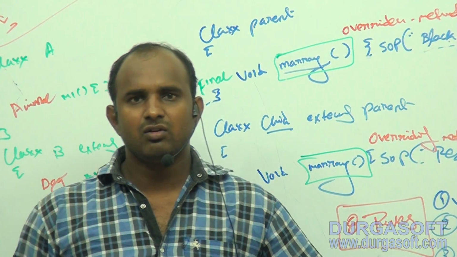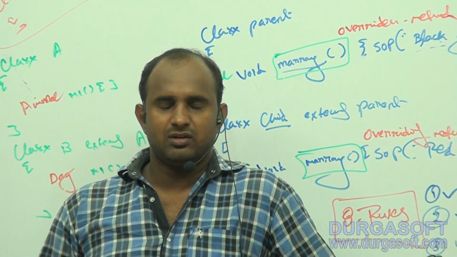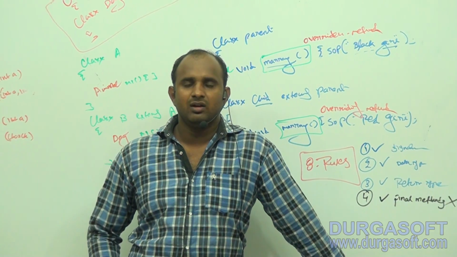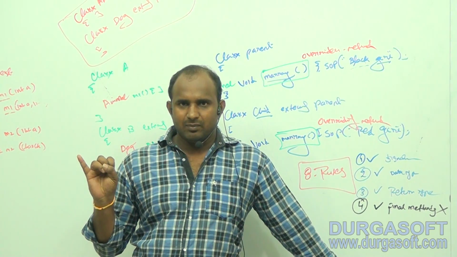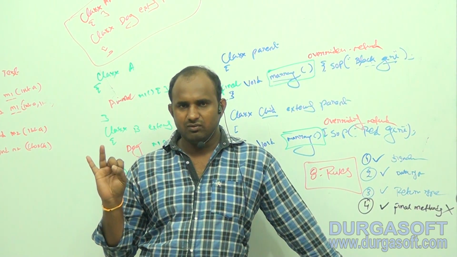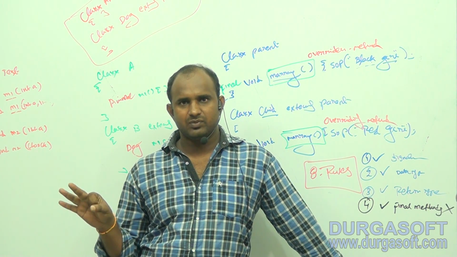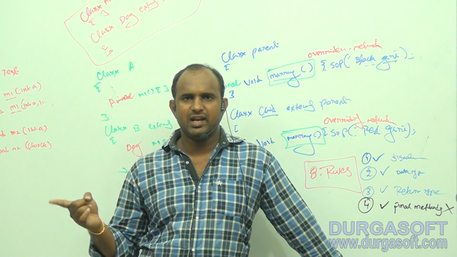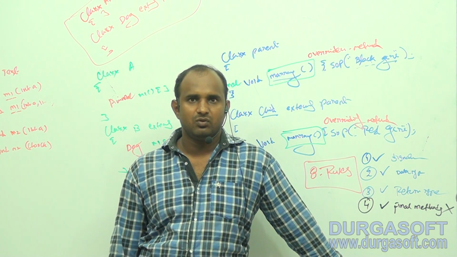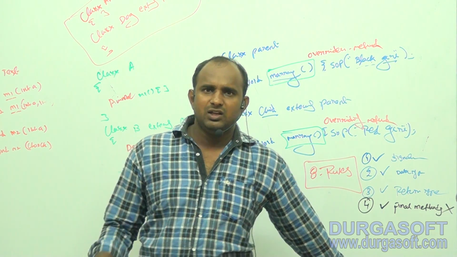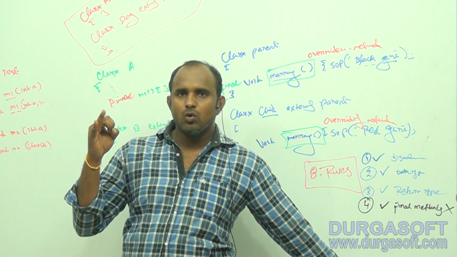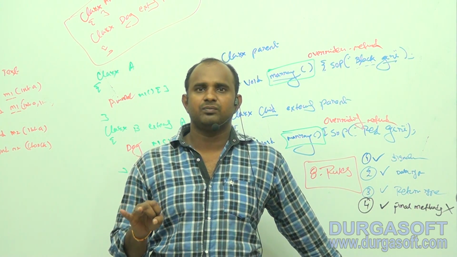Now if any interviewer asks, tell me something about the final modifier. The final modifier is applicable for classes, methods, and variables. Simple point: classes, methods, variables. If a class is declared final, we cannot extend that class. If a method is declared final, we cannot override that method in the child class.